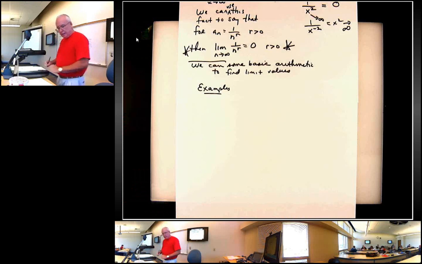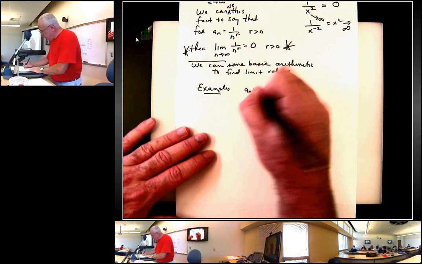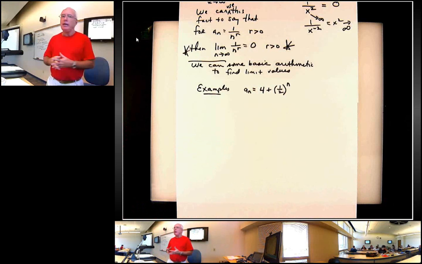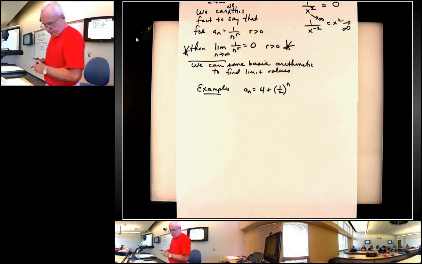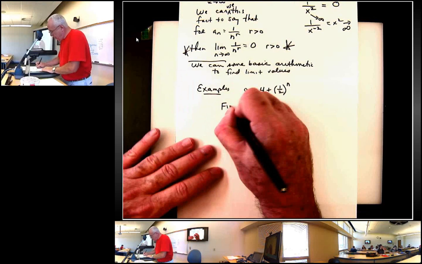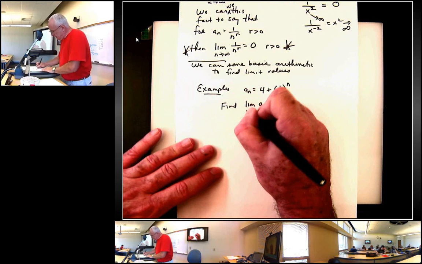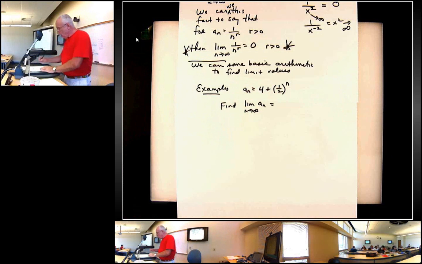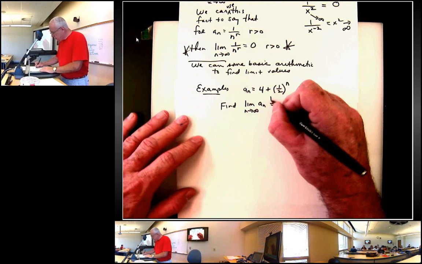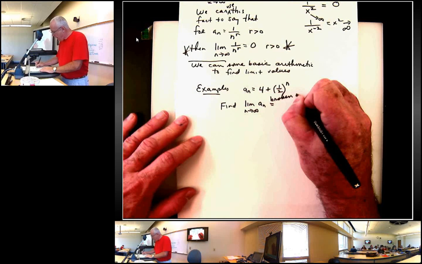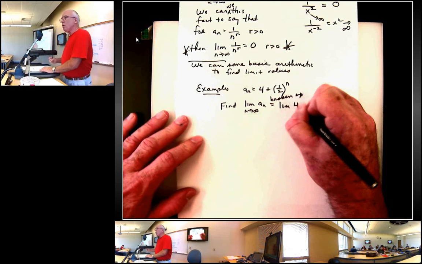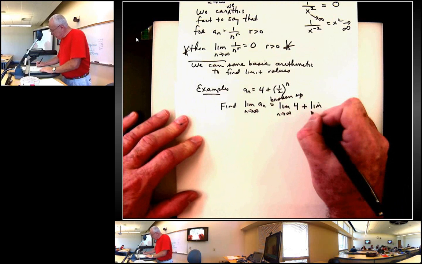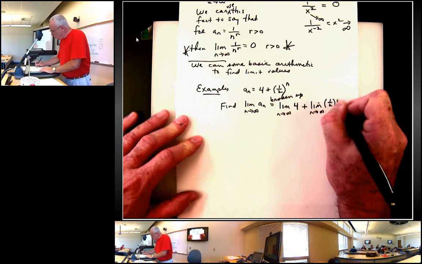Let's have a sequence defined like this. So we have a sub n equals the number 4 plus 1/2 raised to the n power. So this is how we're defining each term of our sequence. And we want to find the limit of a sub n as n goes to infinity. This can be broken up like this, as the limit of the number 4 as n goes to infinity plus the limit as n goes to infinity of the second term, 1/2 to the n power.